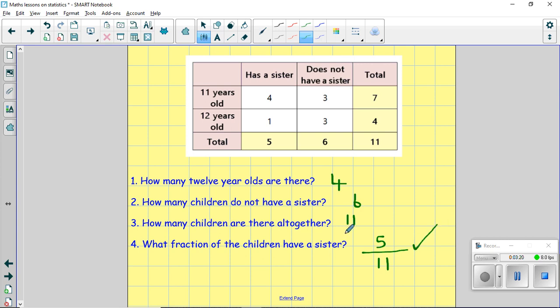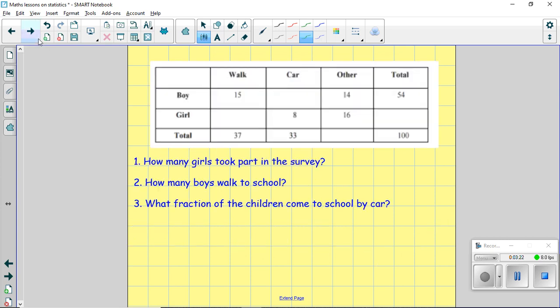On My Maths today, you're also going to get asked to complete a two-way table. So let's have a look at this example here. So this is about children travelling to school. We've got boys, 15 of them walk. We don't know how many come by car. 14 come by another mode of transport, so it could be a bike, skateboard, and 54 boys were asked altogether. So we need to complete this table before we do those questions there.